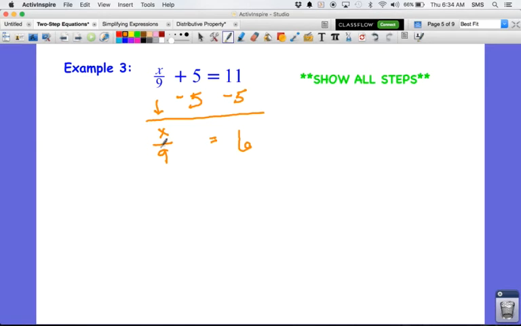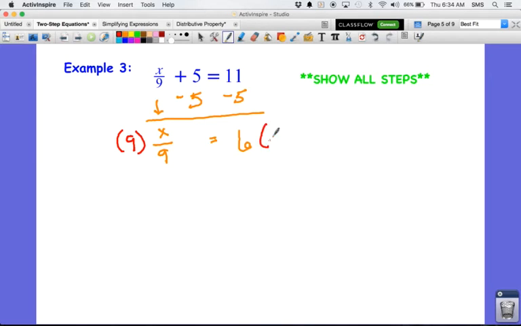Now, I need to figure out what divided by 9 is equal to 6. So I have division here. In order to undo division, I'll do the opposite. The opposite of division is multiplication. So, because I'm dividing by 9, in order to get rid of that 9, I'm going to multiply by 9.